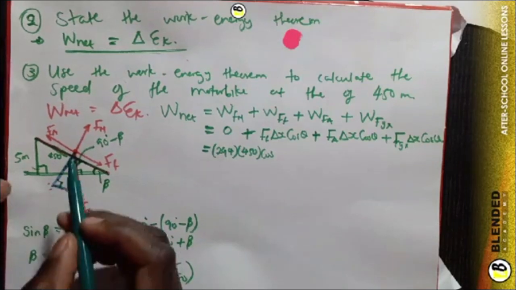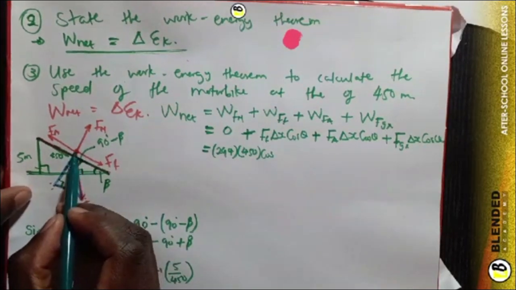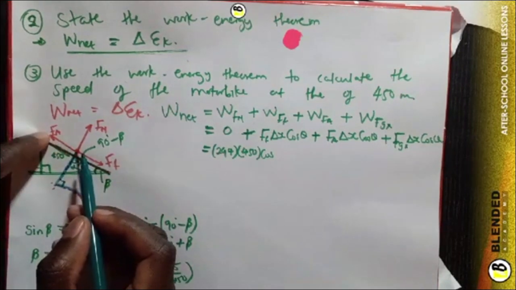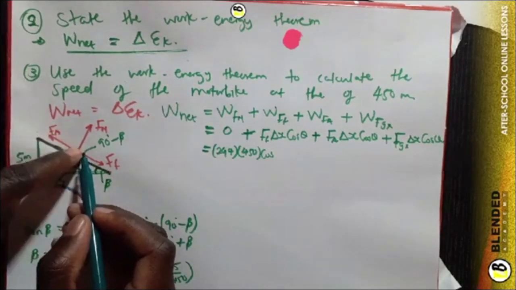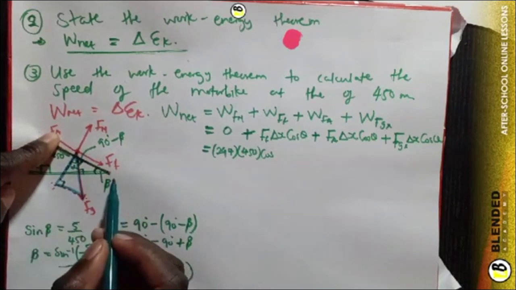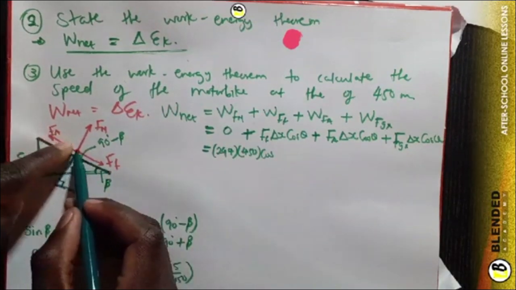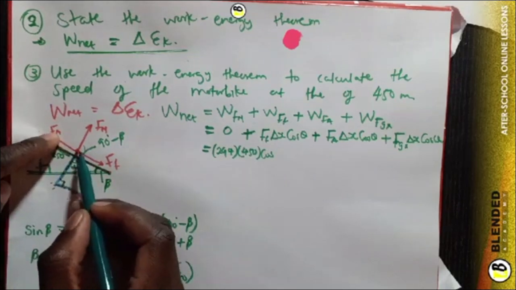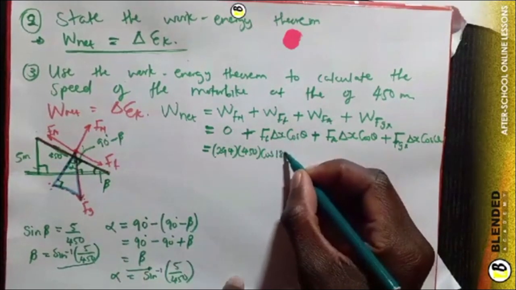You can see from this diagram that this object is moving up the incline. So that's the direction of the motion, and the frictional force is acting in the opposite direction. That means the angle between the frictional force and the displacement will be 180 degrees. So we're going to put 180 degrees there.